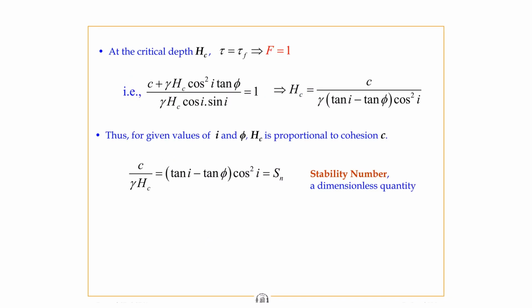At the critical depth HC, tau equals Tf, that is F equals 1. So from there we can calculate the critical depth. As we can see, at the critical depth the factor of safety equals 1, so when we equate it with 1, we can get the critical depth. Thus, for given values of I and phi, HC, the critical depth, is proportional to cohesion C. So C by gamma HC equals tan I minus tan phi into cos square I, that is Sn, which means stability number, and it is a dimensionless quantity.